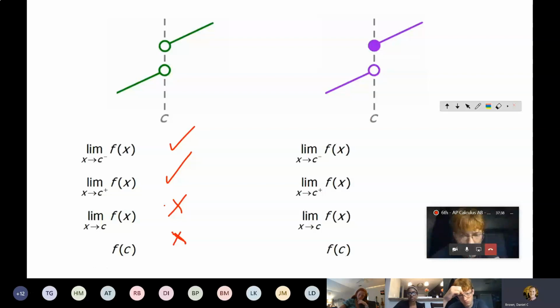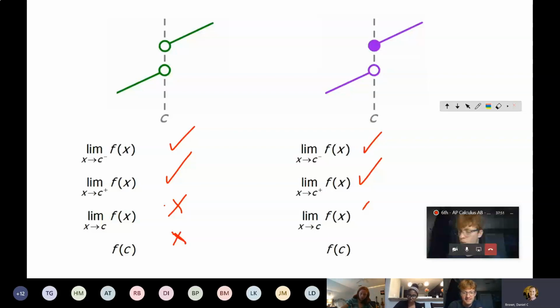Let's look at the purple one. Does a limit exist from the left? Yes. From the right? Yes. Overall? No. Does the value exist though? Yes, there is a value, and the value would be whatever y value is at that closed circle.